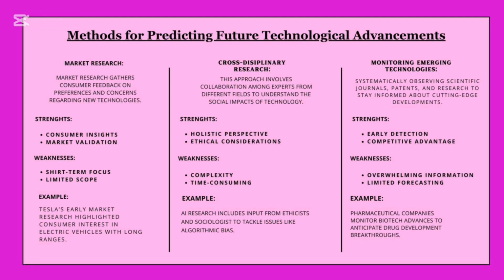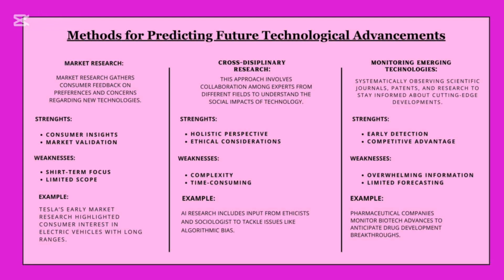Monitoring emerging technologies. Monitoring emerging technologies involves systematically observing scientific journals, patents, and research publications to stay informed about the latest developments and breakthroughs in various fields. This proactive approach allows organizations to identify trends and innovations early, providing a competitive advantage in rapidly evolving markets. Strengths: early detection. By keeping a close eye on emerging technologies, organizations can detect potential disruptions and opportunities before they become mainstream, allowing for timely strategic adjustments.